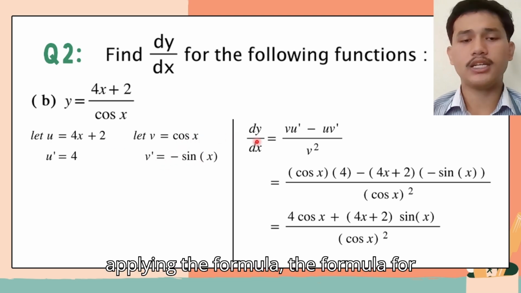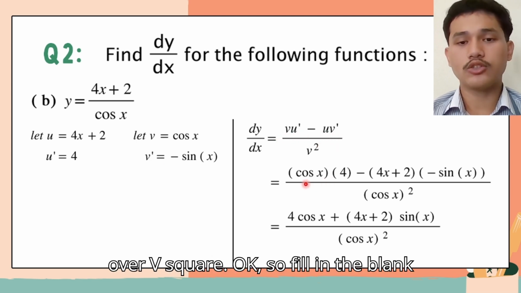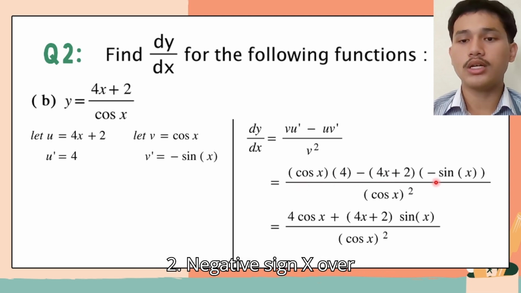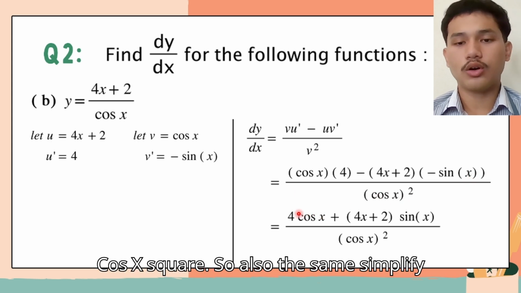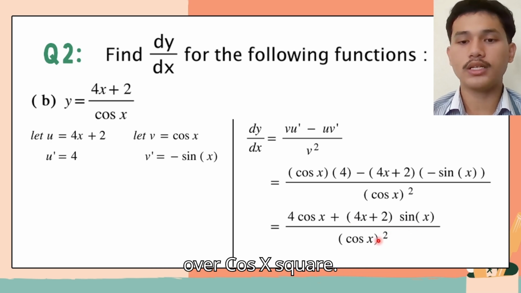So apply it in the formula. The formula for the quotient rule is v u prime minus u v prime over v squared. Okay, so fill in the blanks also: cos x times 4 minus 4x plus 2 times negative sin x over cos x squared. Also the same, simplify, and you will get 4 cos x plus 4x plus 2 sin x over cos x squared.